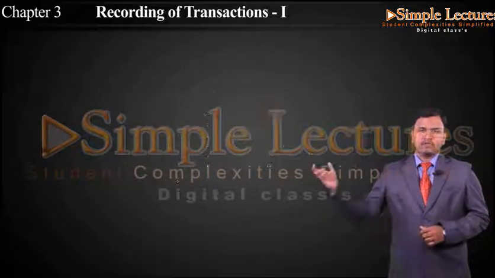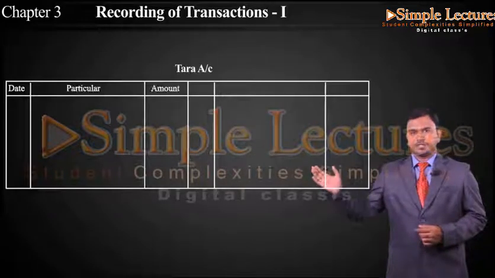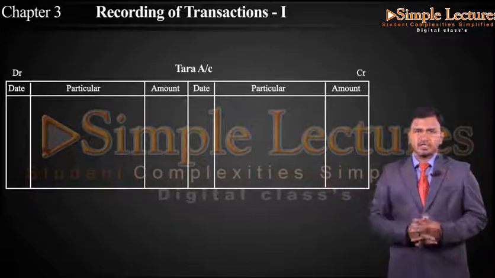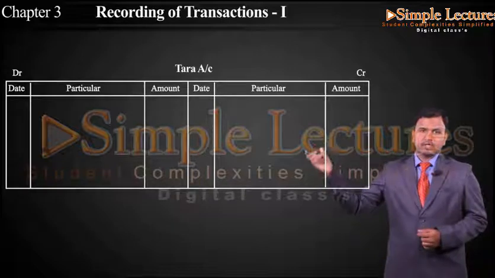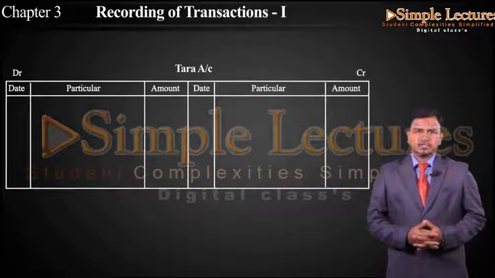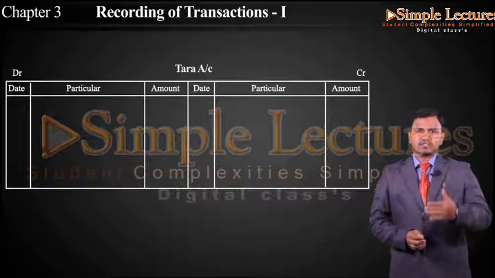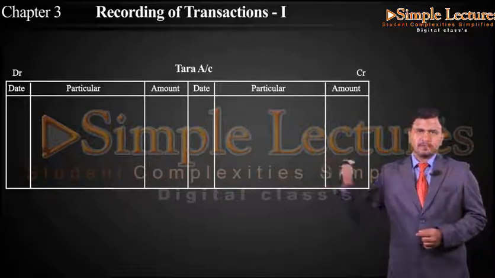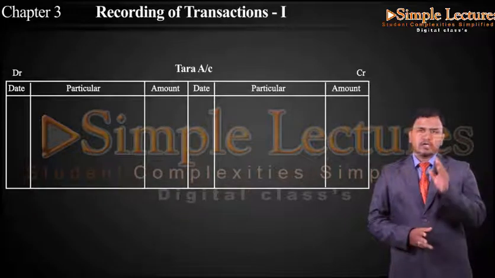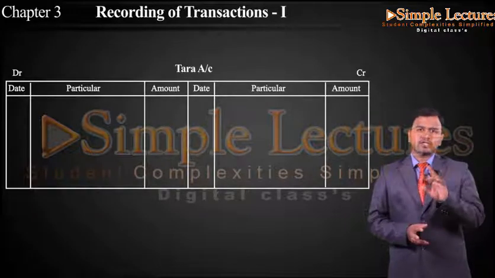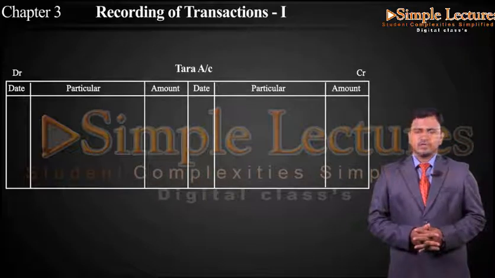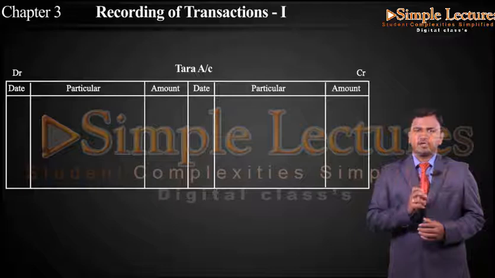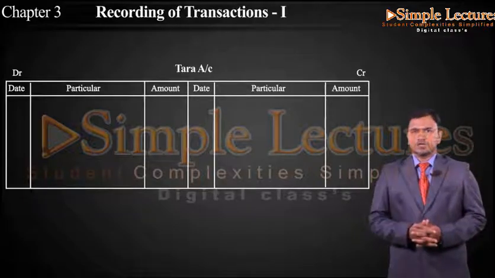The format remains the same: date, particulars, amount, date, particulars, amount, with debit on the left-hand side and credit on the right-hand side, and the table name Tara account. Coming to the journal entries, wherever we have a transaction with Tara, that transaction has to be posted to the Tara account. In the journal, we have only 2 transactions with Tara. One transaction is on Jan 4th, where purchases account debtor to Tara account.